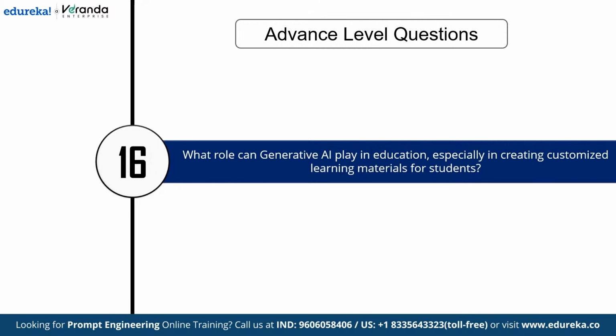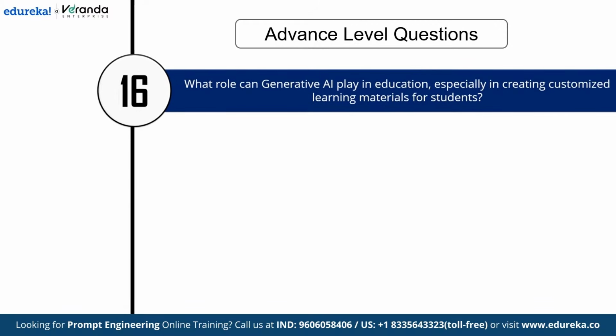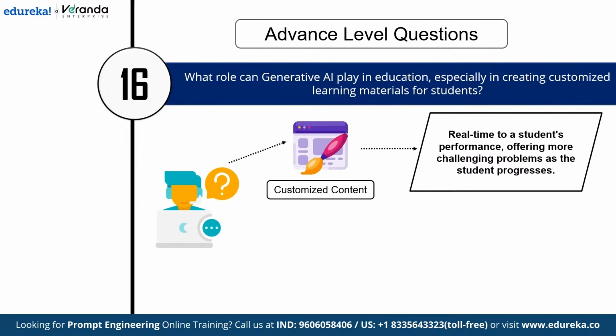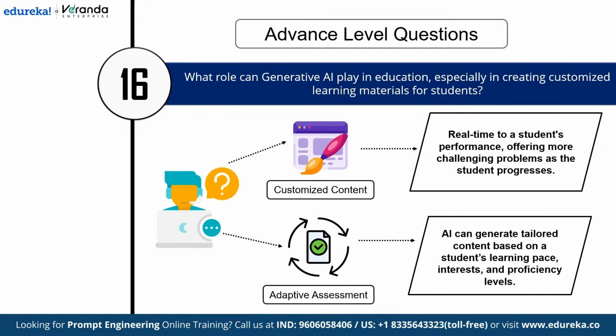Generative AI can play a transformative role in education by creating customized learning materials that cater to individual student needs. Here's how it can be utilized effectively. First, personalized learning paths. Customized content: AI generates tailored content based on a student's learning pace, interest, and proficiency levels. For example, if a student struggles with a particular math concept, the AI can create additional exercises or explanations focused on that topic. Next, adaptive assessments.